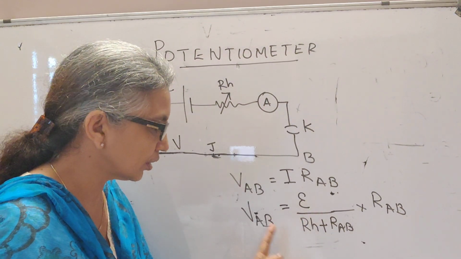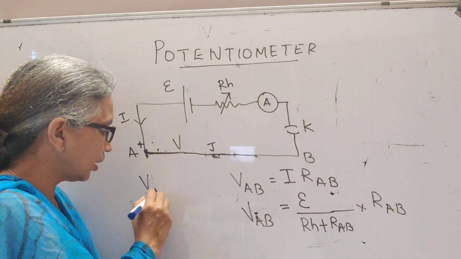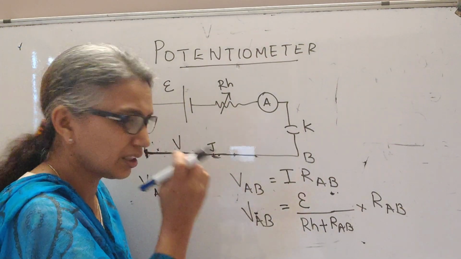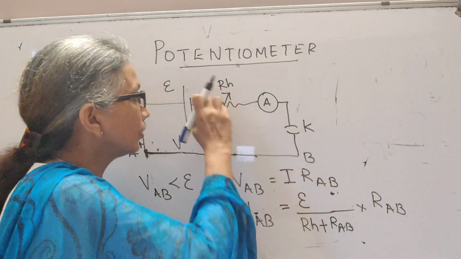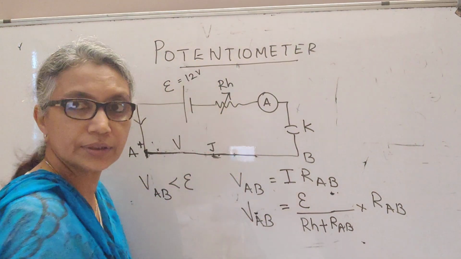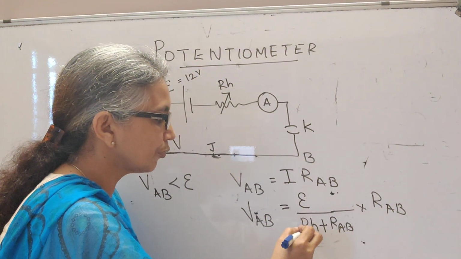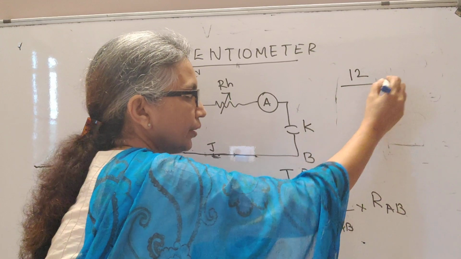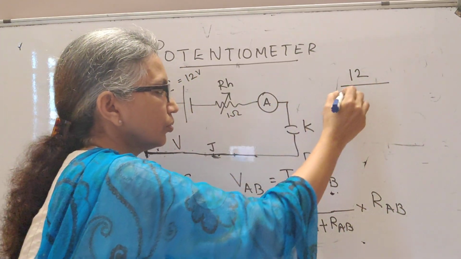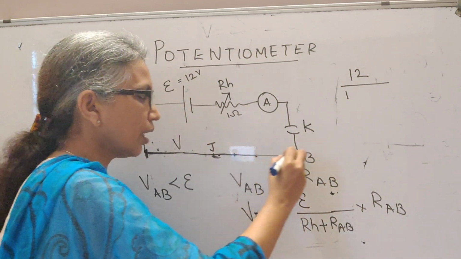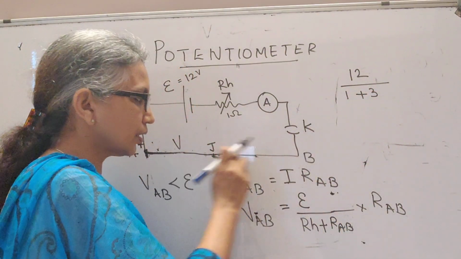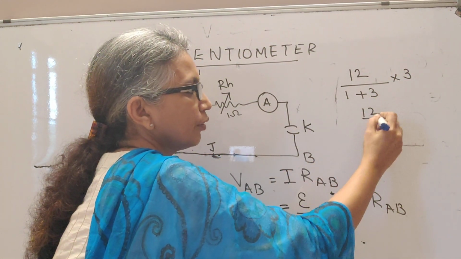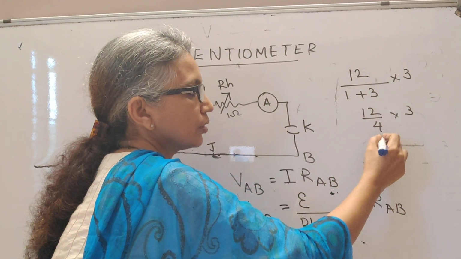This equation should now show you that VAB should always be less than the EMF here. I'll give you an example, just an example, not the real values. Let's take the EMF of this cell as 12 volt, and the rheostat is offering, let's say, 1 ohm. So I have E is 12 volt divided by 1 ohm from the rheostat. Then let me say that this RAB is 3 ohms. Total resistance is 4. So I is 12 by 4, into 3. That is 3 into 3, which is 9 volt.